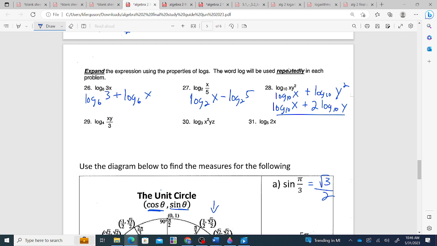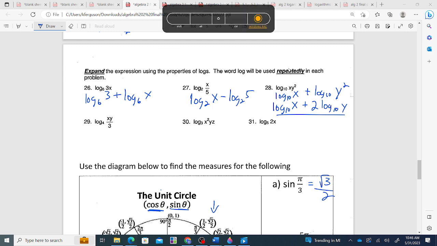What page did I say yesterday? 86. All the rules are on that page in your book. But I'm gonna make a video for your note card, so that should go on there.